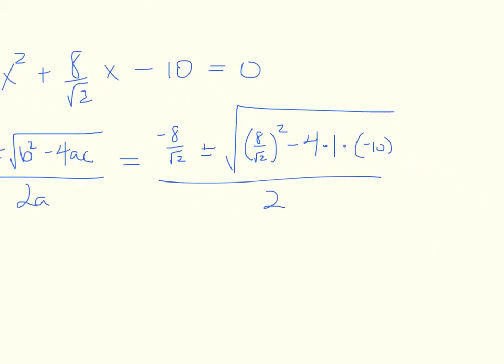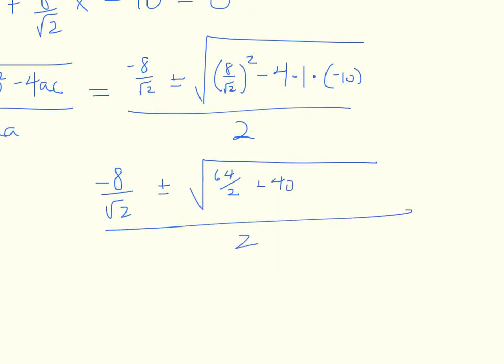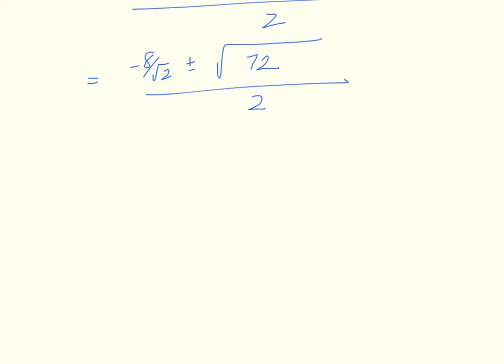Now, minus 8 over root 2 plus minus square root of 64 over 2 plus 40. All of that over 2. Okay. Happy so far? So far. Okay. I'm going to hit pause and let you catch up on your paper.